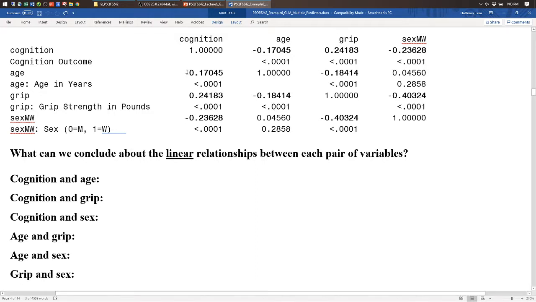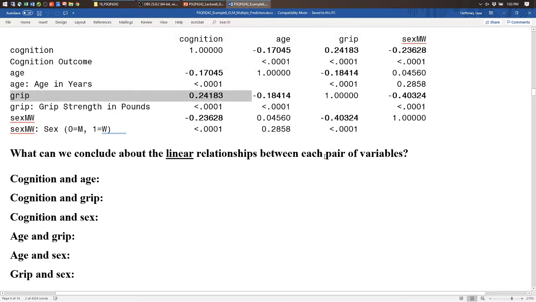So yes, the correlation between cognition and age is negative. It is significant, approximately 0.2. So what does that mean? Let's word it as age is the predictor and cognition is the outcome. As age goes up, cognition goes down.